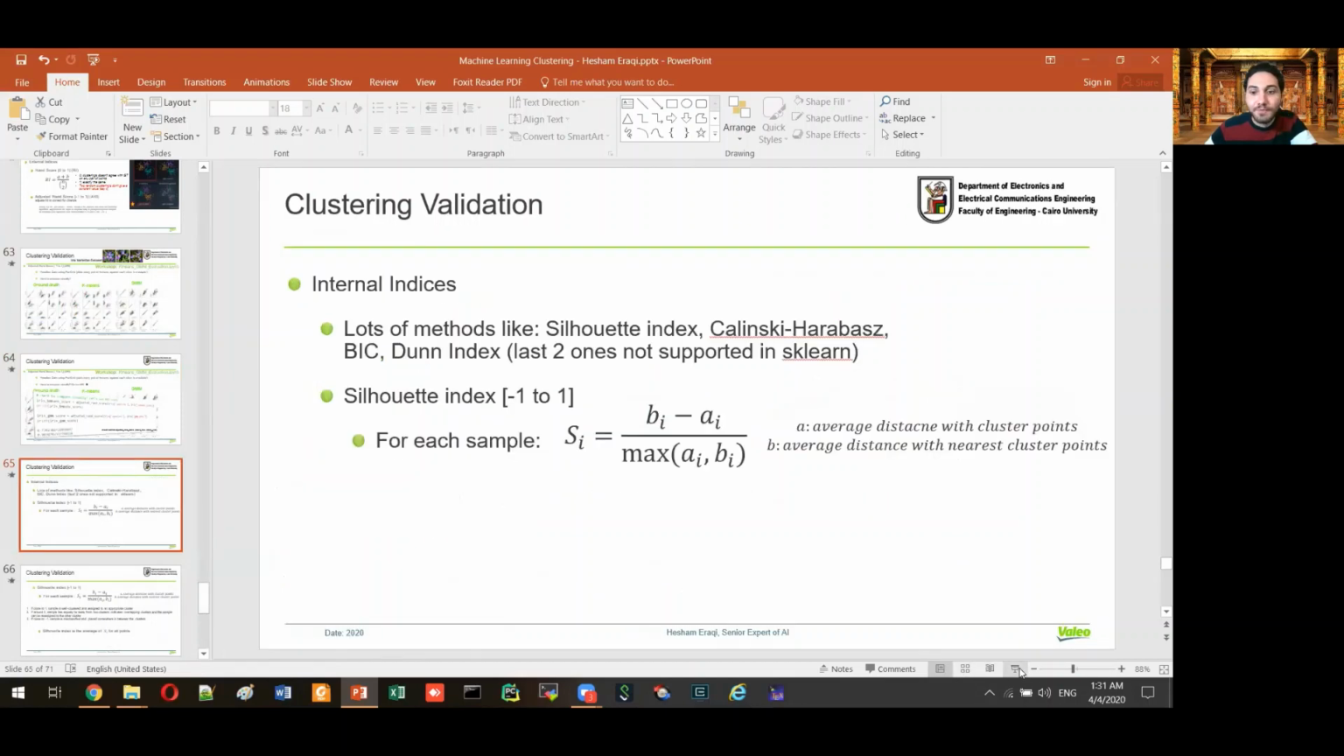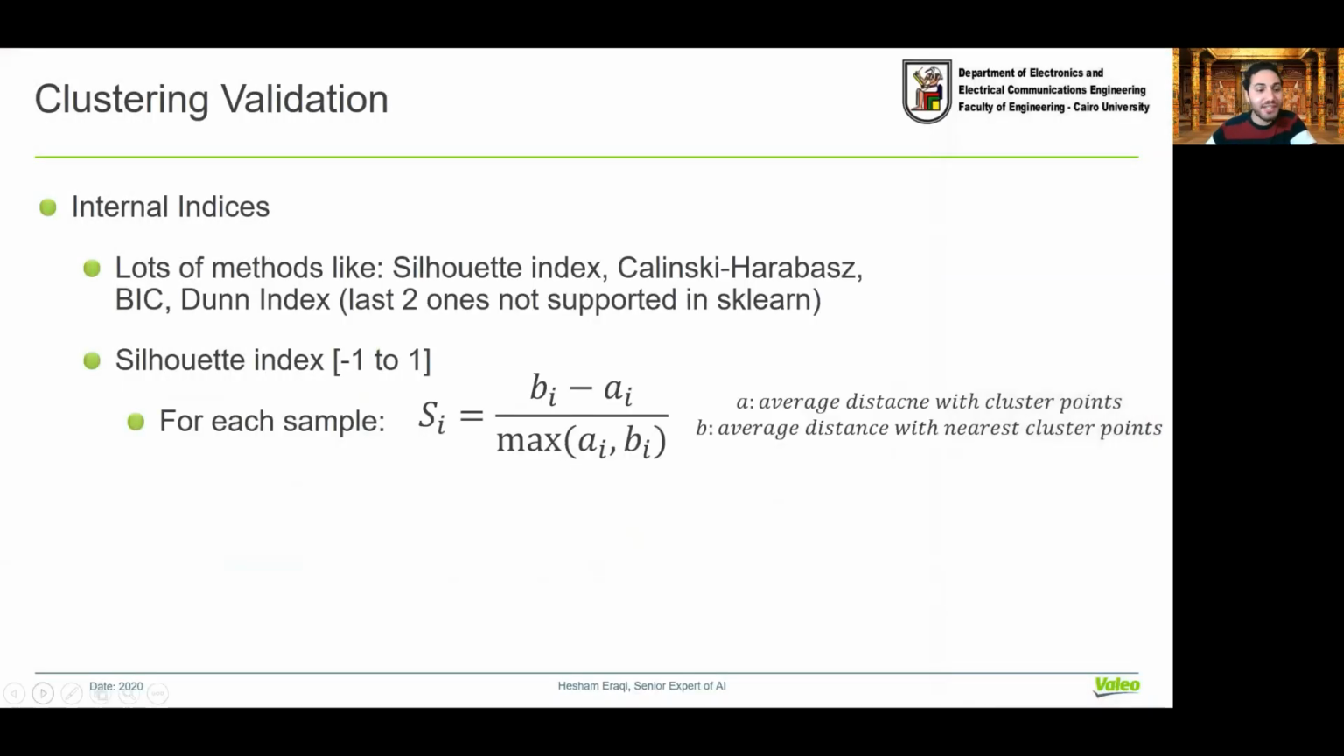So let's talk about internal indices. Most of the time, we don't have any ground truth. We have data that is unlabeled. So we have lots of internal indices to use, the silhouette index, the Dunn index. Most of them are also implemented in the Scikit-Learn library. Let's study only as an example the silhouette index.